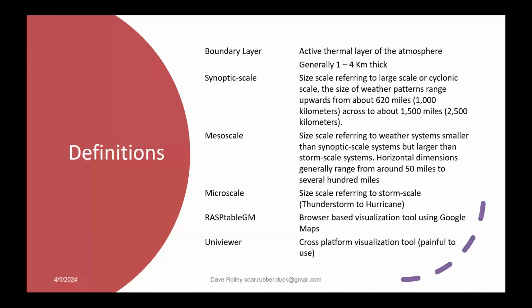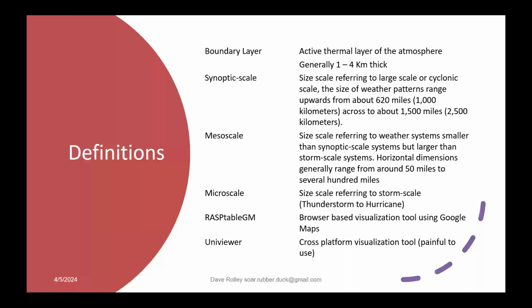Mesoscale is the next one down from synoptic, and it refers to weather systems that are smaller than synoptic scale systems but larger than storm scale systems. So this isn't a single thunderstorm. This might be a squall line moving across the plains, or a major snowstorm or winter storm event that covers a couple of hundred miles, but not as big as a major nor'easter running down the East Coast. Generally, you're talking about effects that are somewhere from 50 to several hundred miles.